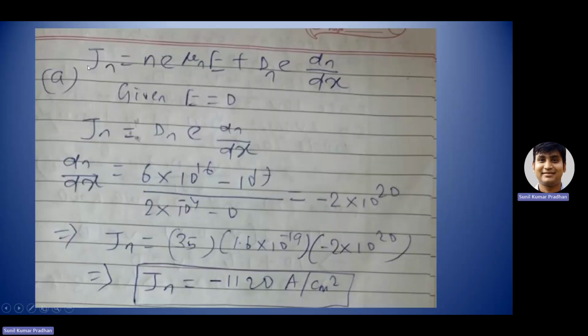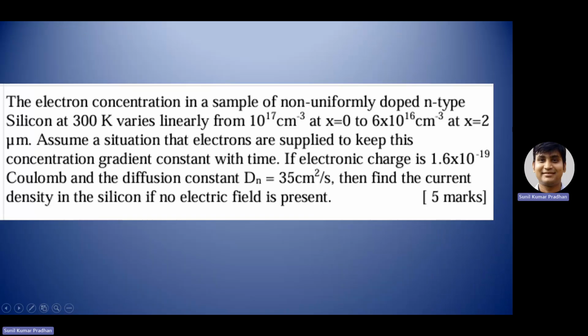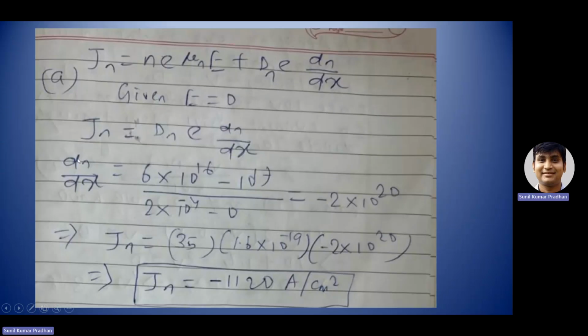So what will be my current density? The current density will be only due to the diffusion current density. For that, we first have to find the concentration gradient. We can find it from the given data, because the concentration varies from 10 to the power 17 per centimeter cube at x equal to 0, to 6 into 10 to the 16 per centimeter cube at x equal to 2 micrometer. So if we calculate the concentration gradient, it is minus 2 into 10 to the 20.